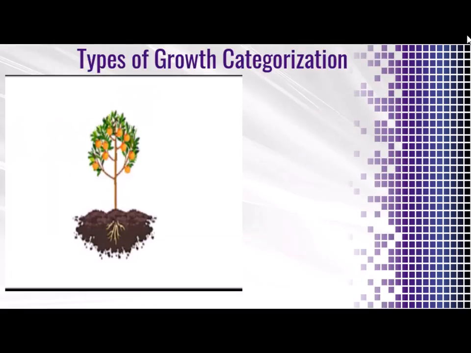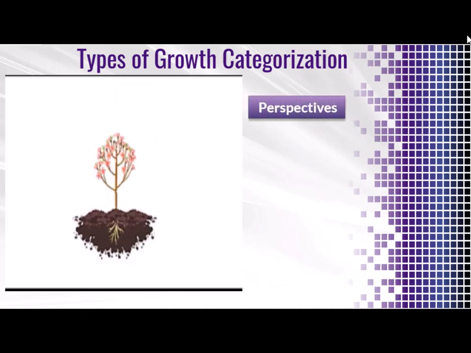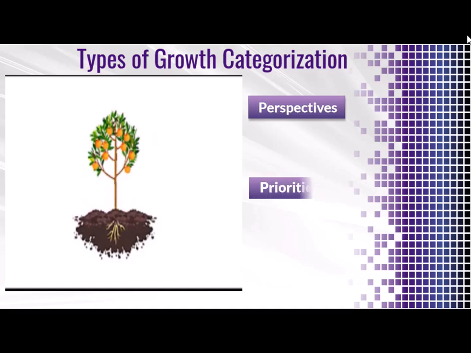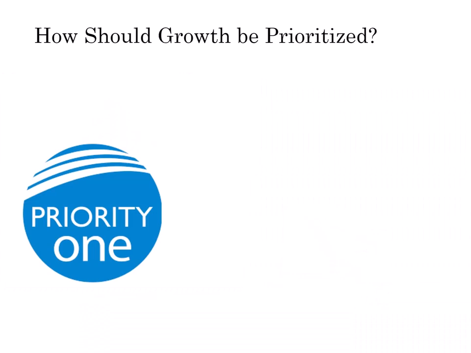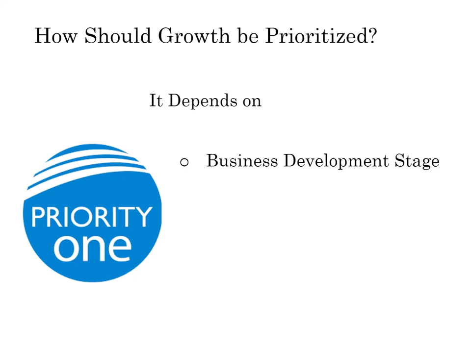The types of growth can be characterized along three dimensions: growth perspectives, growth priorities, and growth processes. This lesson will focus on what priority growth should have in the planning process of the organization. It is known that growth is important. The question becomes how important and when. The answers to these questions depend upon where the business is in terms of the business development process and what capital markets might currently be looking for.